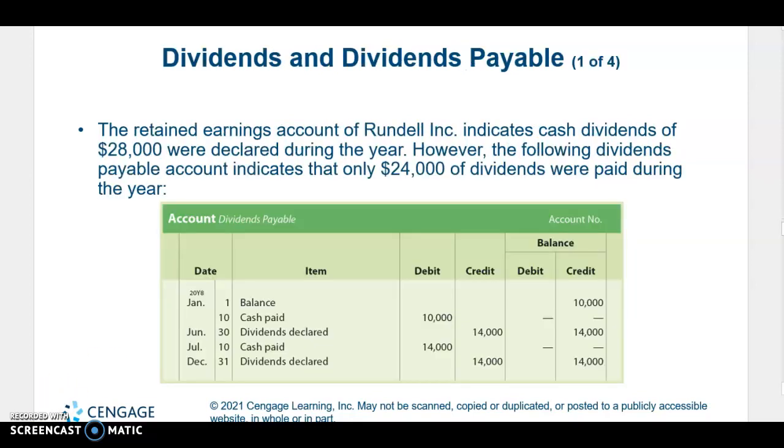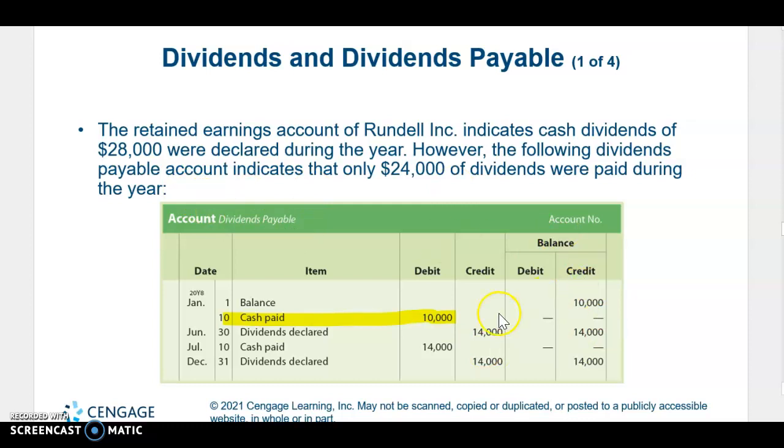Okay, dividends and dividends payable. The retained earnings account of Rundale indicates cash dividends of $28,000 were declared. We don't care about the declared amount. We care about the paid amount. So we need to see how much we have left over in our dividend payable account and how that will affect the $28,000 declared. So we can look through here and see, well, we definitely care about the cash paid of $10,000. So this is our dividends payable account.